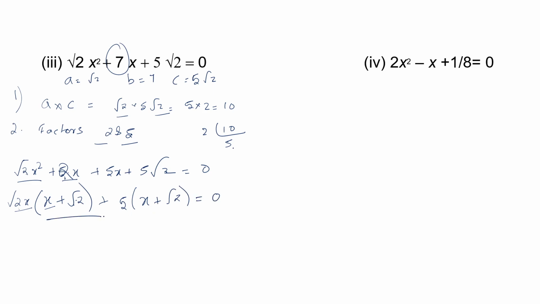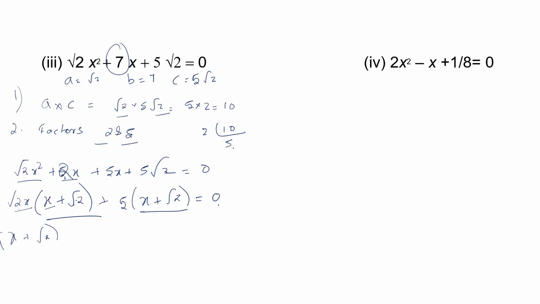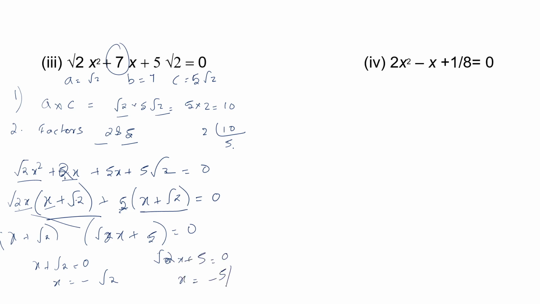So done. Now I have to take this one common, x + √2, and what is left out in the first one? √2x, plus what is left out in the second one? 5. So either this is 0 or that is 0. You equate that, you will get x is equal to -√2 or x is equal to -5/√2.